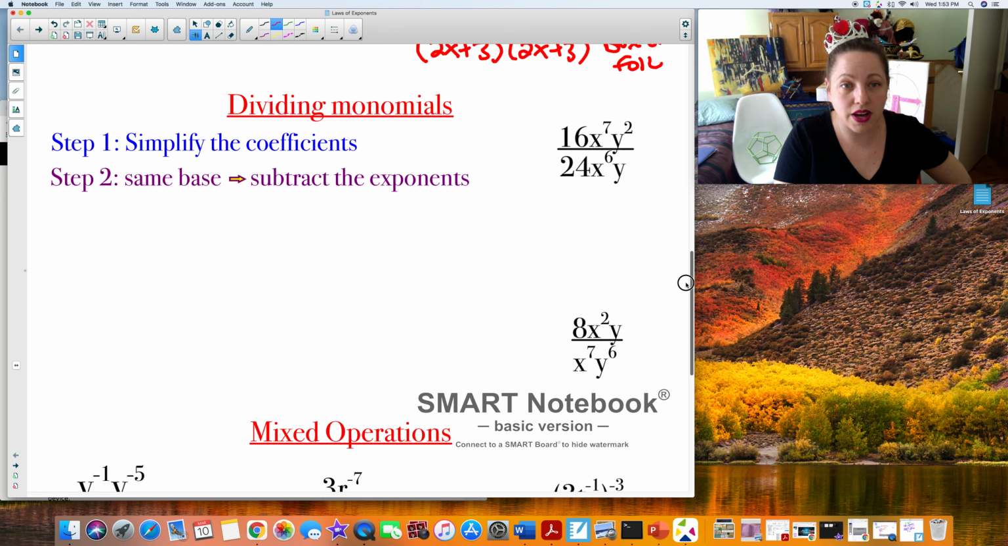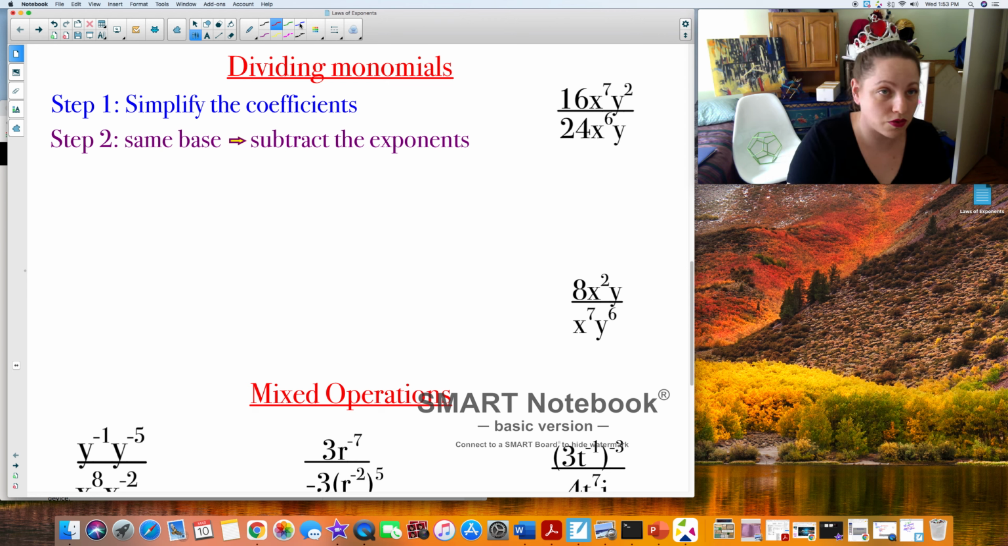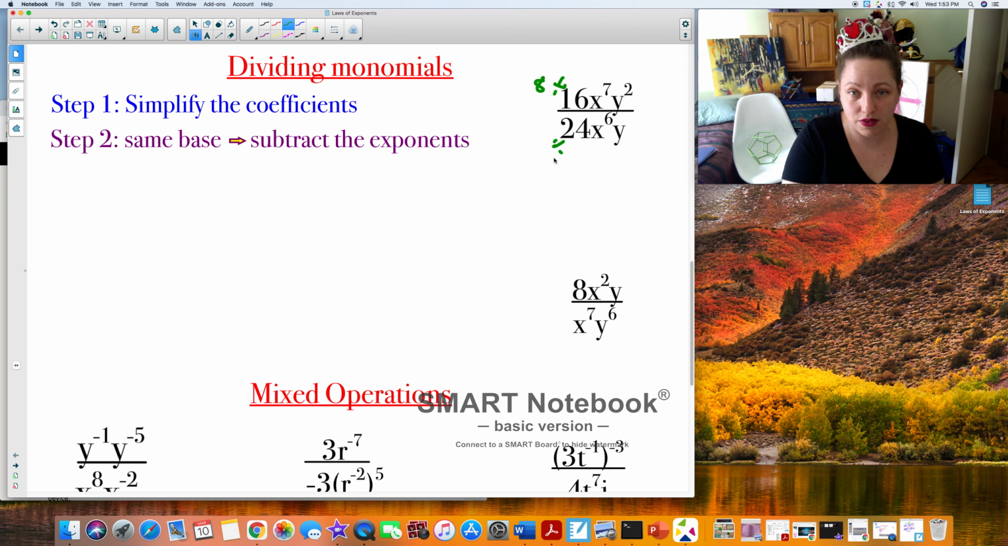Moving on to dividing monomials. You should be pausing everywhere and taking notes, so if you need to go back, go for it. So the next one, just like multiplying, we start with the coefficients. Here I'm dividing them, but I want to really just think about simplifying. So what number goes into 16 and also into 24? I can divide those both by 8. So 16 divided by 8 is 2, and 24 divided by 8 is 3.